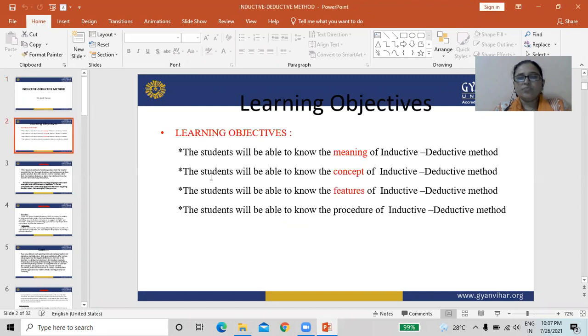Learning objectives of this lecture. The student will be able to know the meaning of the inductive deductive method. The student will be able to know the concept of the inductive deductive method. The student will be able to know the features of the inductive deductive method. The student will know the procedure of the inductive deductive method.